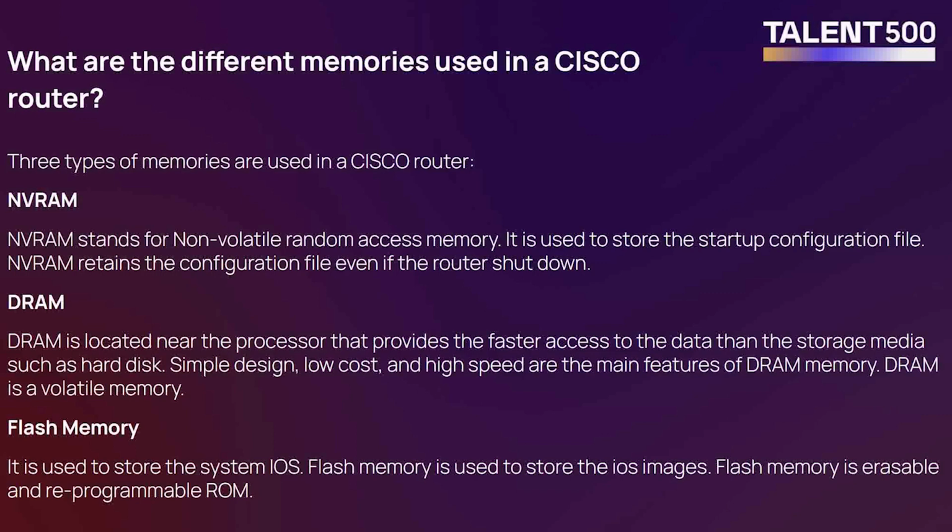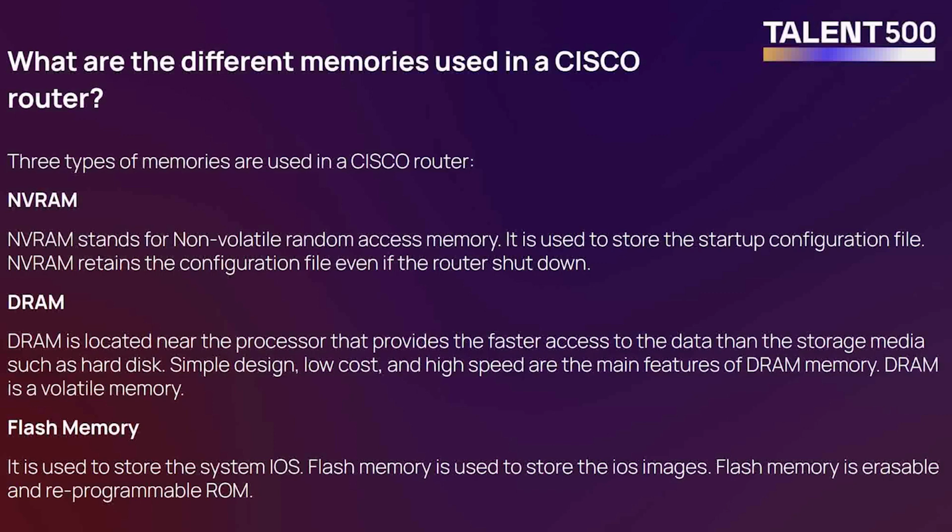Now talking about the NVRAM, which is the first type of memory, which stands for non-volatile random access memory. One of the salient features of it is that it stores the startup configuration file, and not only that, it retains the configuration file even if the router is shut down.